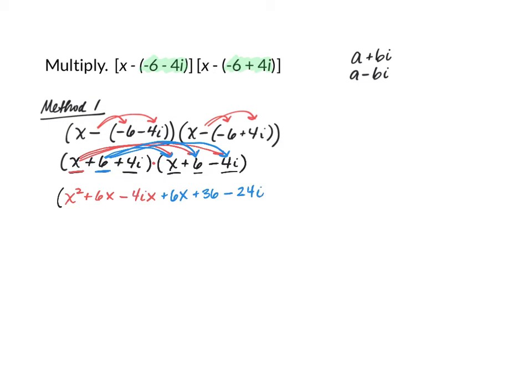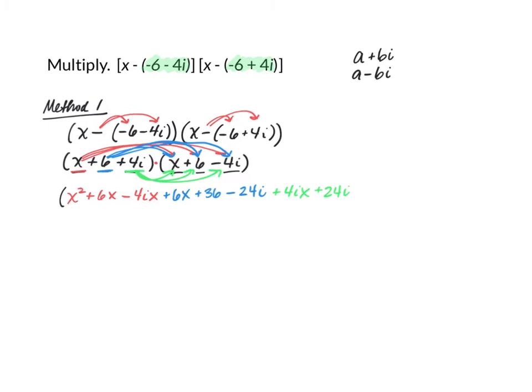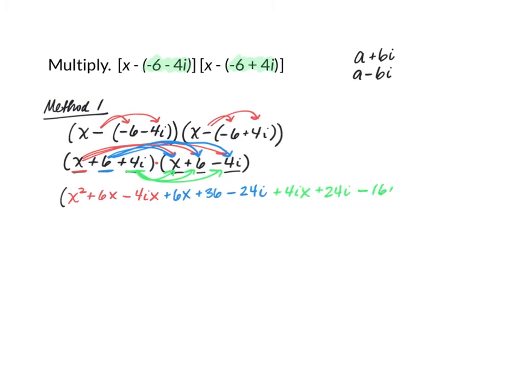Then we're done distributing the 6, and we'll move on to the last term, which is the 4i. So 4i times x is positive 4ix, 4i times 6 is a positive 24i, and 4i times negative 4i will be a negative 16i squared. I like to color code because then you can clearly see that you haven't missed any step. You have 3 terms in each color, 9 terms altogether.